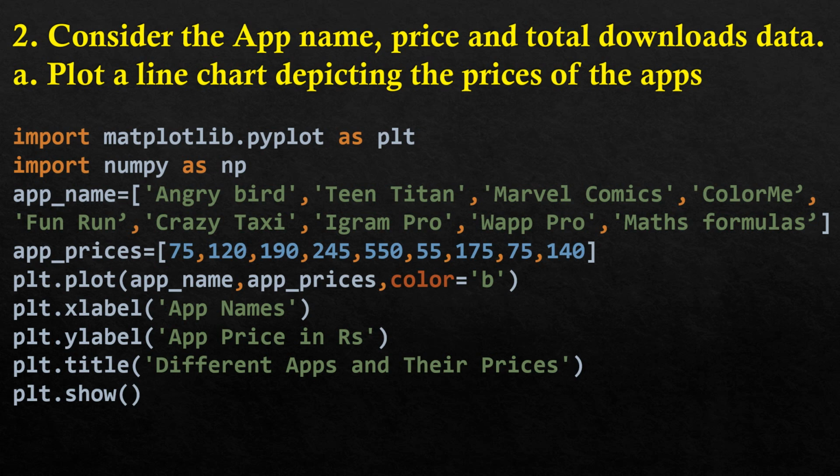And let's take all the app names in a list called app_name and all the corresponding prices in a list called app_prices. Now let's plot a line chart by using the plot function where the x-axis will take the values from app name and the y-axis values will be from app prices, and let's say we color it blue. We are given the x label as app names and the y label as app prices and a title, and we used the show method to see the graph.